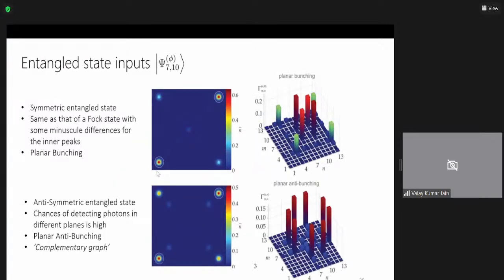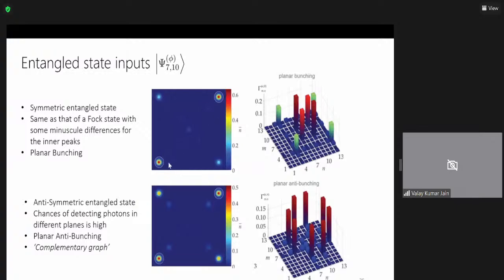And what you observe is that if I insert photons, a symmetric photonic entangled input state, into a particular plane, the photons tend to stay in that plane. They don't want to jump to the other plane. This is planar bunching. This is a higher dimensional version of the Hong-Ou-Mandel effect, a generalized version.